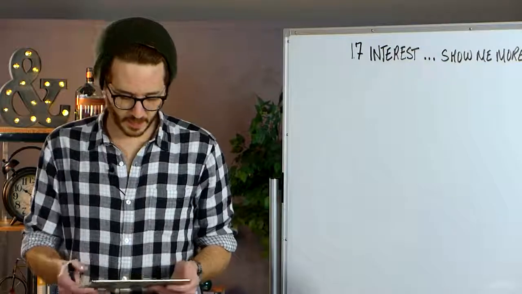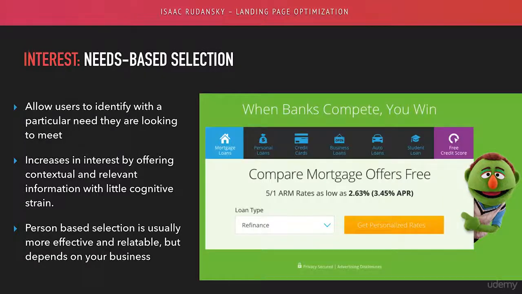Now, take a look at this screenshot on the right. This is a screenshot from a company called LendingTree, another big company many of you may have heard of. They know that a lot of their visitors to the site are looking for lots of different types of things, and they offer lots of different types of products. So they have a really great breakdown with a needs-based system. They have mortgage loans, personal loans, credit cards, business loans, auto loans, student loans, right? And then you can also get a free credit score.